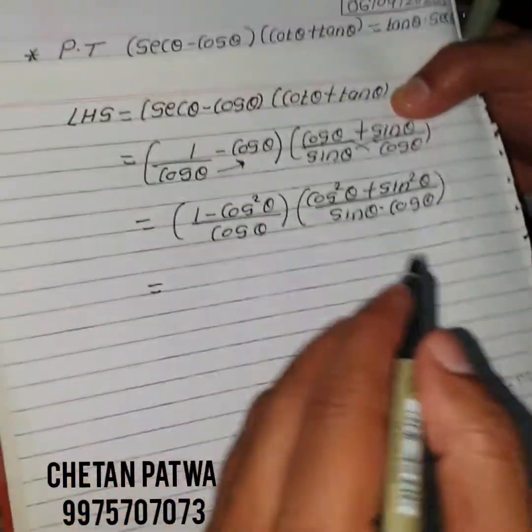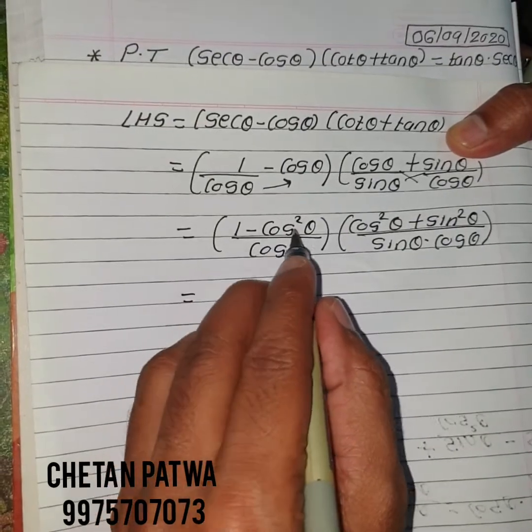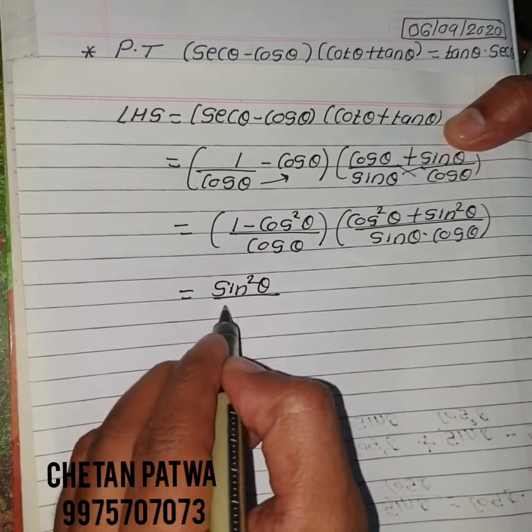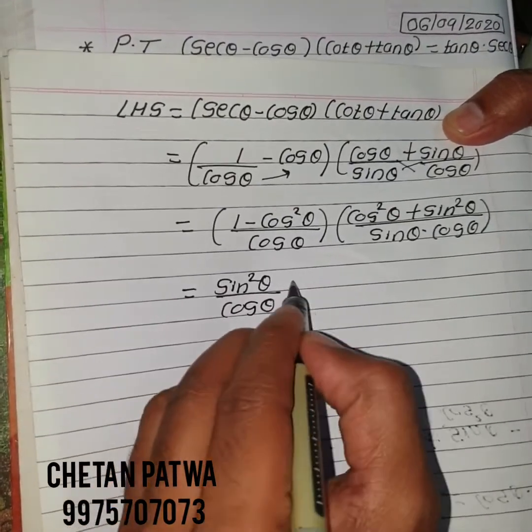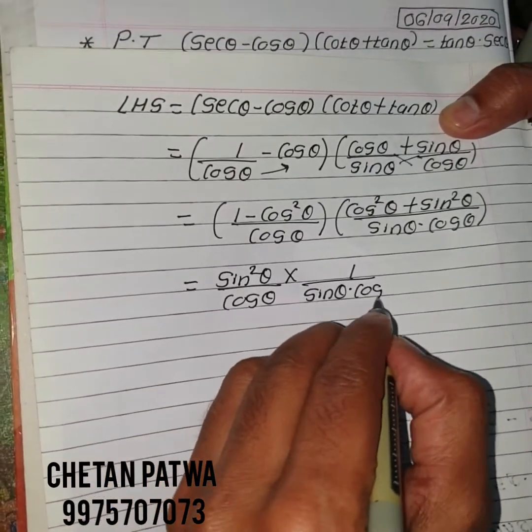That is equal to, now we know cos square theta plus sin square theta is equal to 1, and 1 minus cos square theta is equal to sin square theta. So what we will get? Sin square theta upon cos theta into 1 upon sin theta into cos theta.